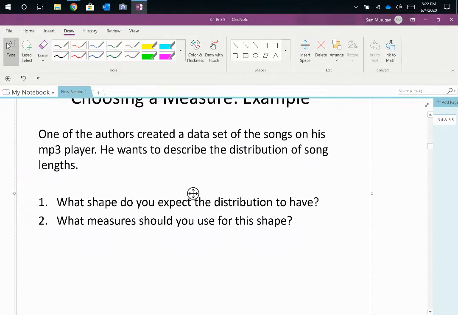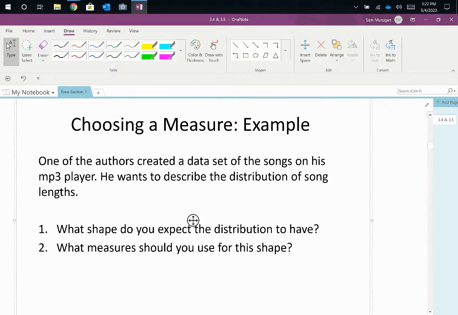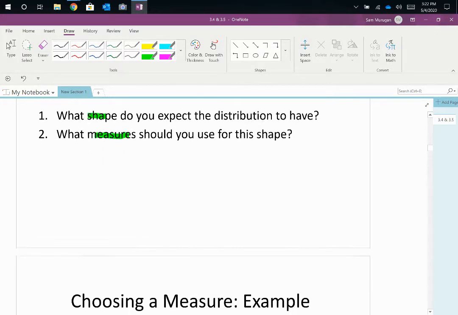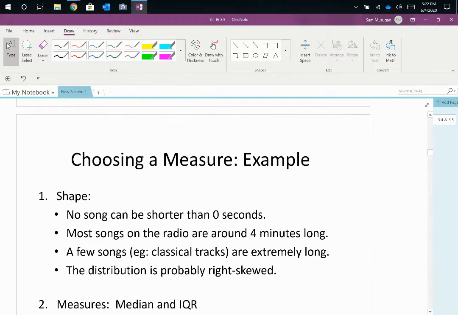So here's an example. One of the authors created a data set of songs on his MP3 player. He wanted to describe the distribution of song lengths. What shape do you expect the distribution to have, and what measures would you use for this shape? So think about choosing a measure.